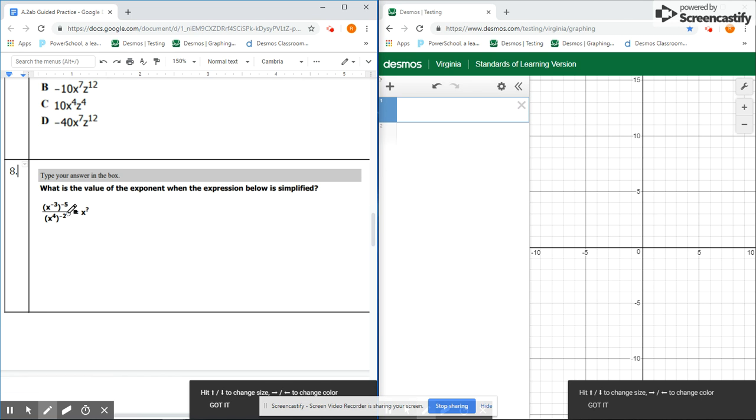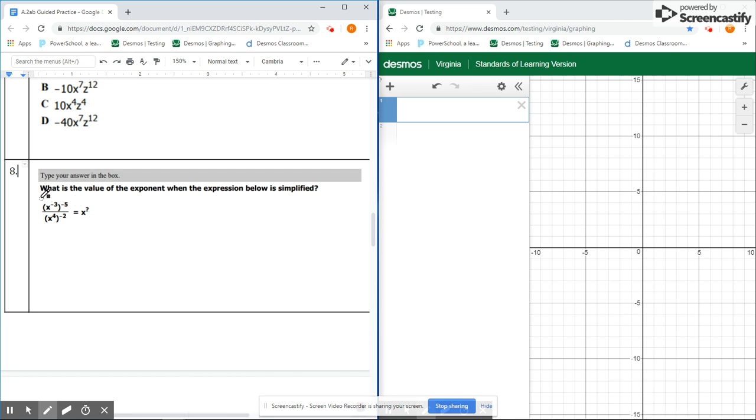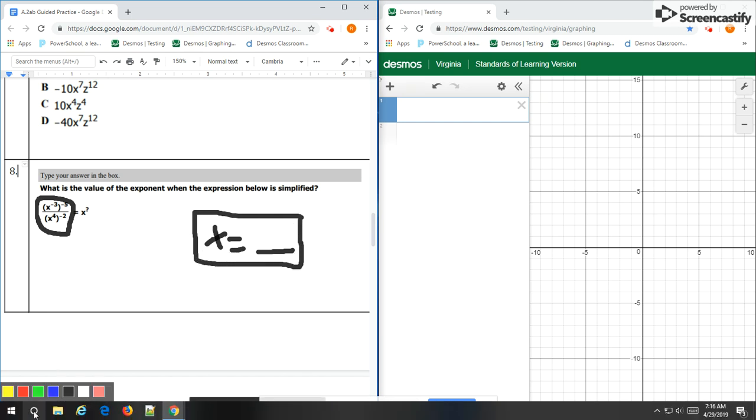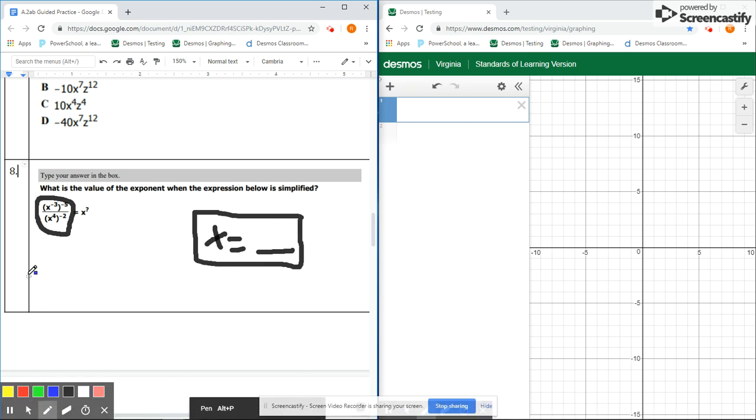All right. What is the value of the exponent when the expression below is simplified? So we need to take this expression and we need to simplify. And then it's going to be a box here that says x equals blank. And we're going to need to type our answer in that box. All right. So we need to remember our exponent rules for this one. Remember, we have a power to a power. And when we have a power to a power, we're supposed to multiply those powers together.